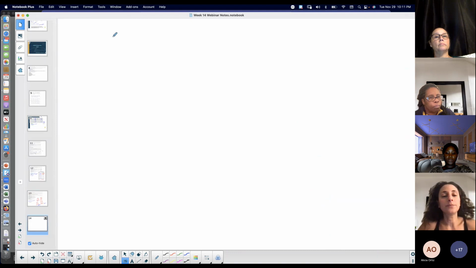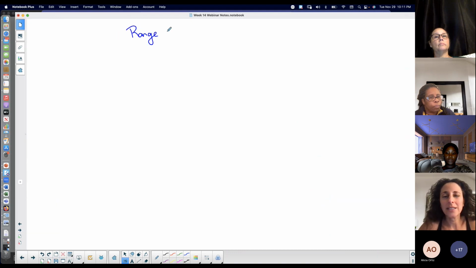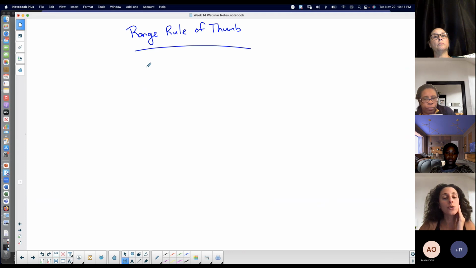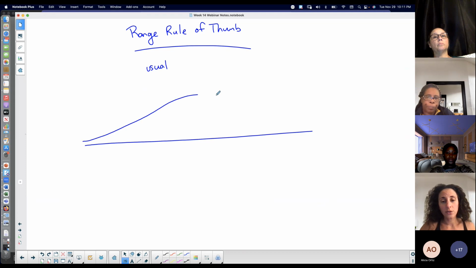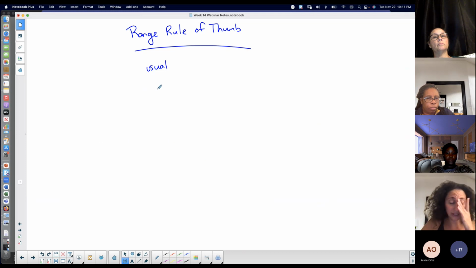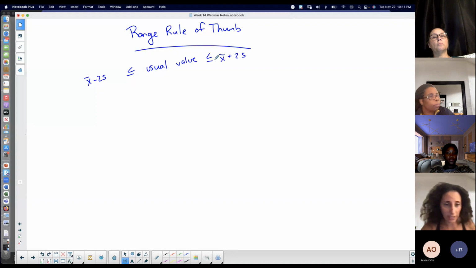You could talk about, this is something we didn't necessarily do here, the range rule of thumb, which deals with typical or usual values. You can find the typical or usual values corresponding to the empirical rule. Well, I can't use the empirical rule because I don't know if it's normally distributed. We can actually look at that. But usual values lie within 2 standard deviations of the mean. So you can take your mean and subtract 2 standard deviations, and take your mean and add 2 standard deviations to find typical outcomes for your scenario. That's one thing you could talk about.